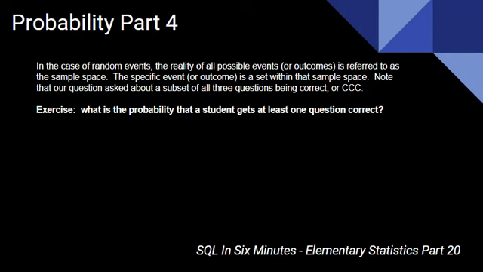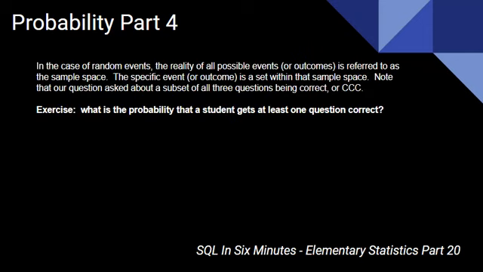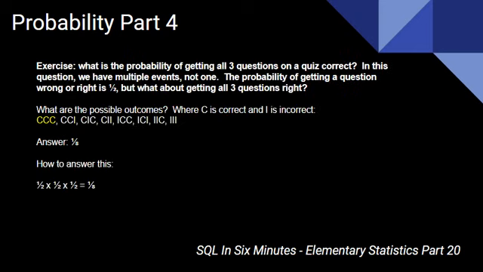Now, in the case of random events, the reality of all possible events or outcomes, as we've discussed, we call this a sample space. So up here we see these 8 different events. This is the sample space. The specific event or outcome is a set within that sample space. Note that our question asked about a subset of all 3 questions being correct, or CCC. So this would be that set right there. And yes, if there's 1, it's still a set.